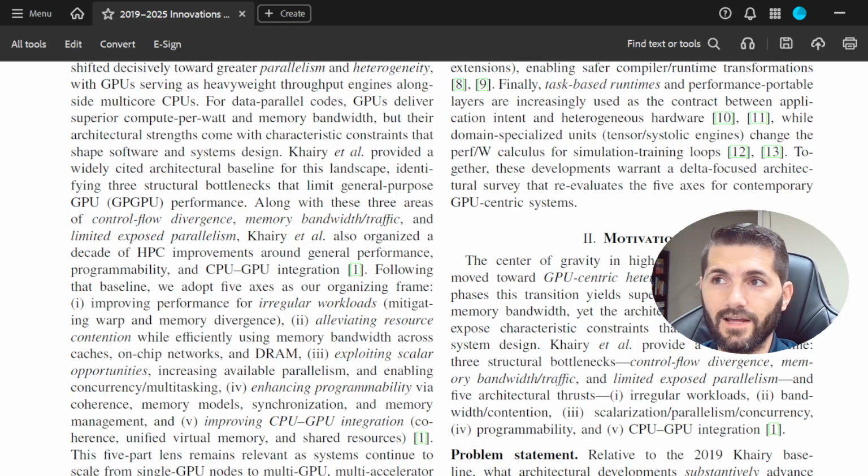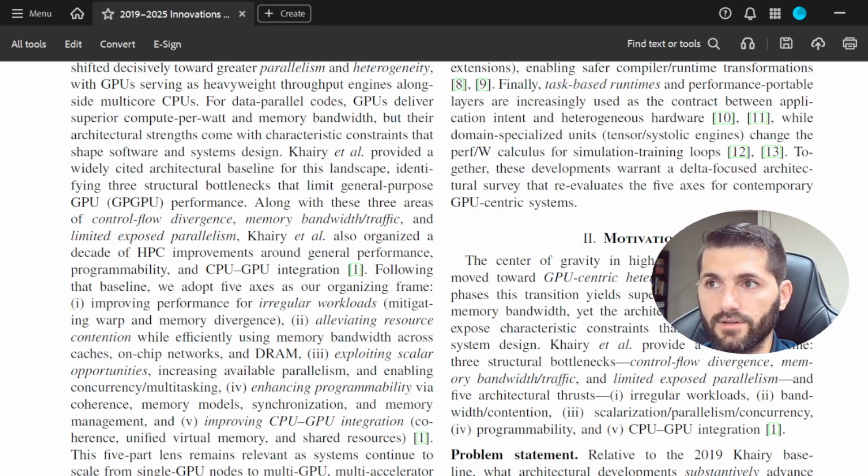So for data parallel phases, this transition yields much superior compute per watt and memory bandwidth. But of course, there are architectural changes that have to happen in the programming and in the architecture itself to be able to shape the software and the systems to work together. And so Carey et al. provided a durable baseline, 3 main structural bottlenecks: control flow divergence, memory bandwidth or traffic, and limited exposed parallelism.